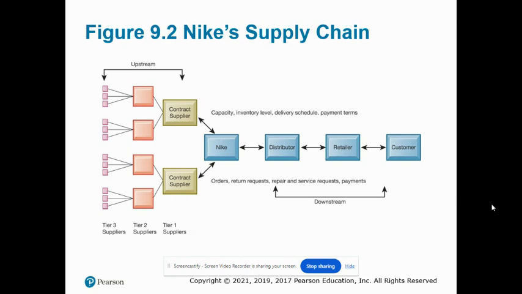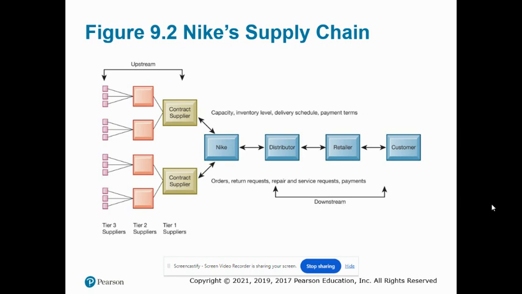The diagram illustrates Nike's supply chain classified into 3 tiers as Tier 3 suppliers, 2, and 1. Tier 3 suppliers are 4 groups of suppliers, each comprising 3 individual units. They are together connected to Tier 2 suppliers comprising 4 individual units. Tier 2 suppliers are divided into groups of 2, such that each pair is connected to a contract supplier.